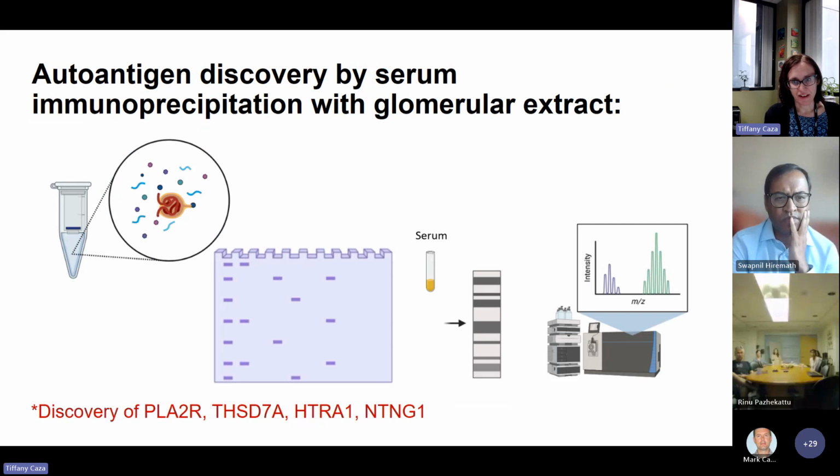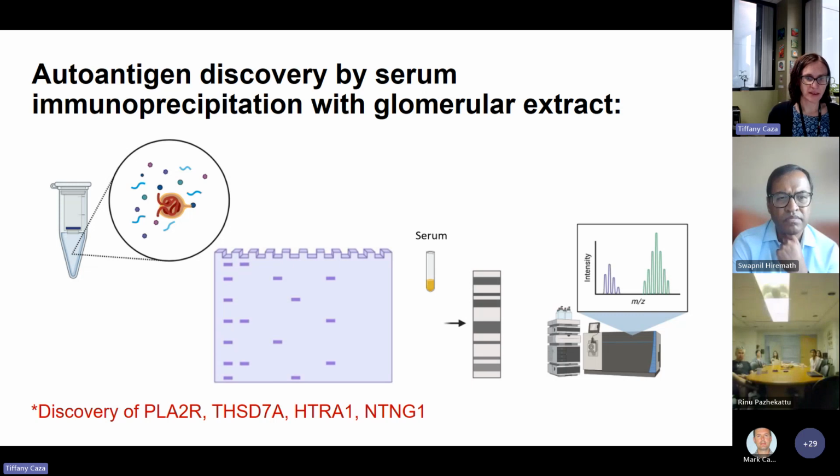So the first membranous antigens, and some recent ones too, were identified through serum immunoprecipitation with glomerular extract. So you would have sieved glomeruli, for which you create a protein lysate, and you react with patient sera, run out an SDS-PAGE gel, and then use patient sera as a primary antibody. The secondary antibody would be an anti-human IgG, and normally you shouldn't have reactivity with a glomerular protein with antibodies in your sera. And so having reactivity is abnormal.